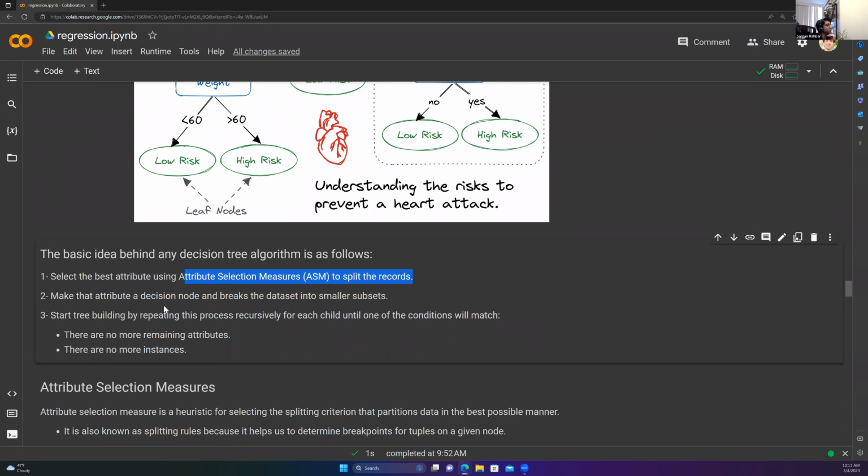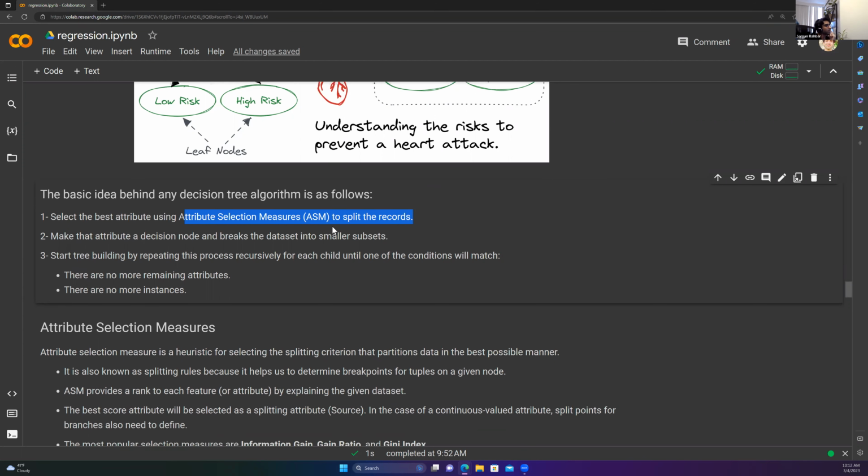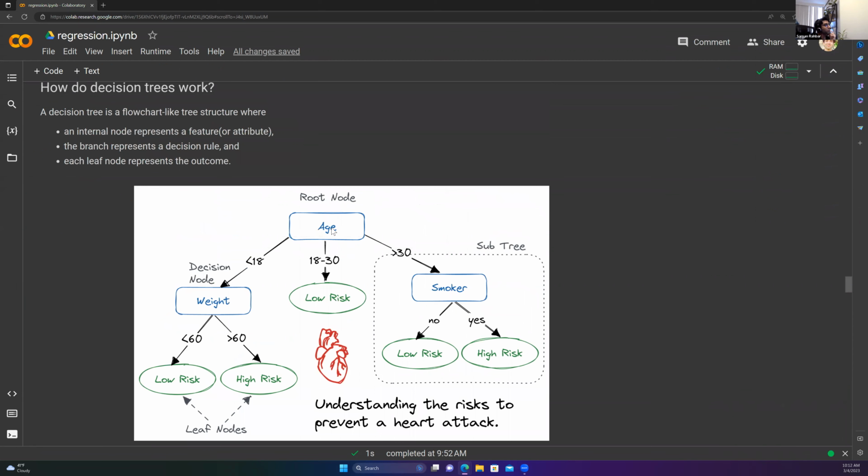You make that attribute a decision node and basically break the data set into smaller subsets. And then you keep going based on different decision rules to come up with these leaf nodes, your final targets, the label that you want to predict, the outcome variable that you want to have. So how do we come up with these nodes? Well, how do we choose these nodes and why do they even exist?